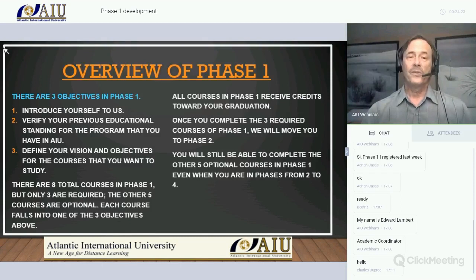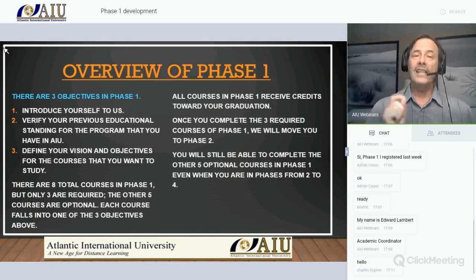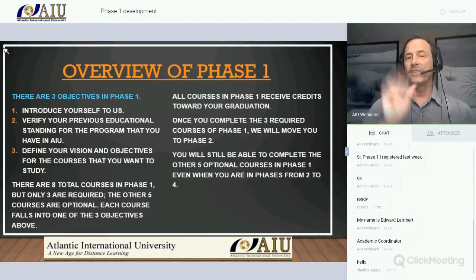So we're going to go through all these courses. Now, there are 8 total courses in phase 1, but only 3 are required. The other 5 courses are optional. Each course falls into one of the 3 objectives above. So I've already explained that some, like the autobiography, introduce yourself.